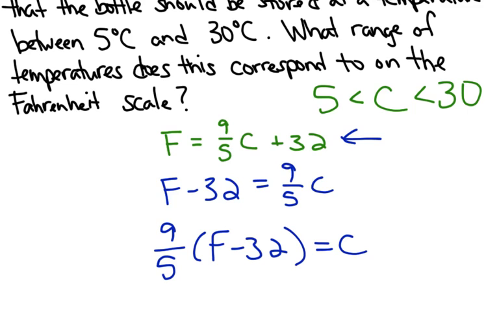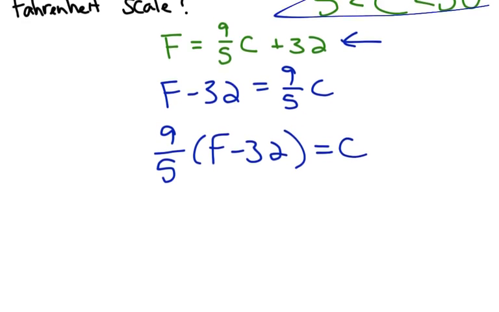Well, I want this to be converted into Fahrenheit. What you could do is just plug each number into that formula, find its Fahrenheit equivalent, and then write it as an inequality to show the range. That's probably the way that I would do it. I'm going to show you another way of attacking it. The other way of attacking it is to replace what's in the middle of this inequality with the conversion formula.